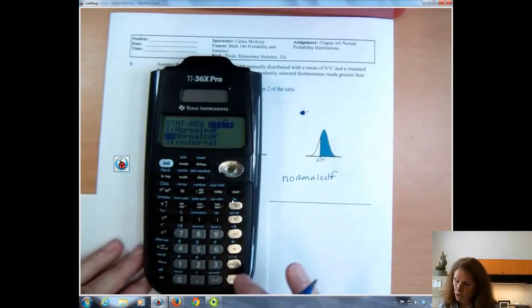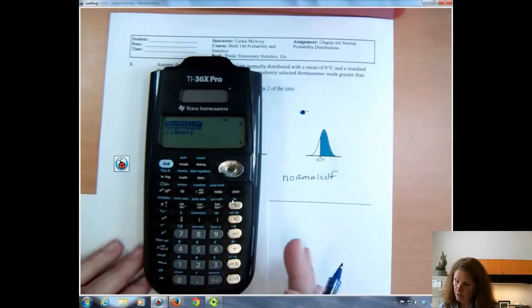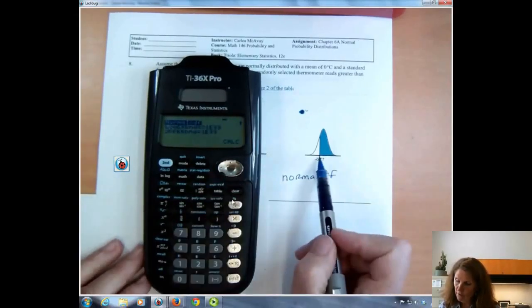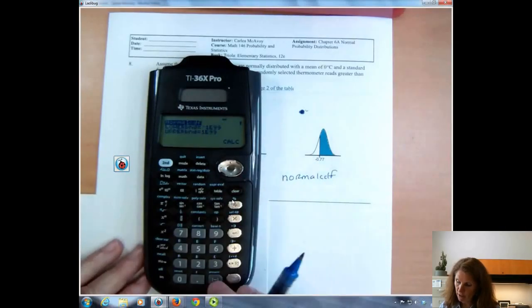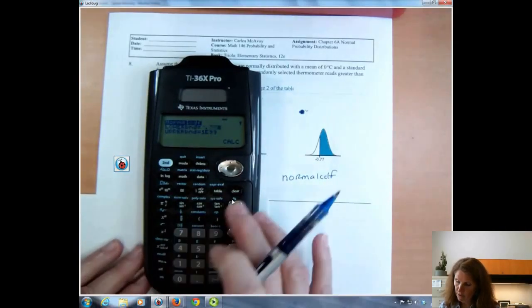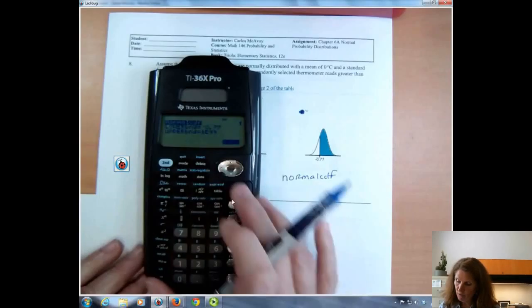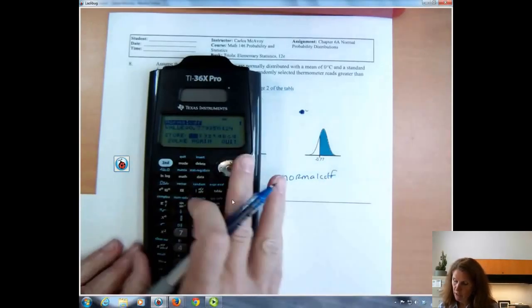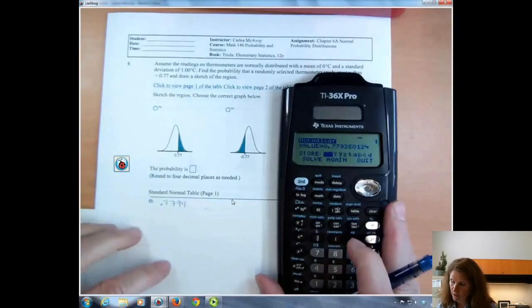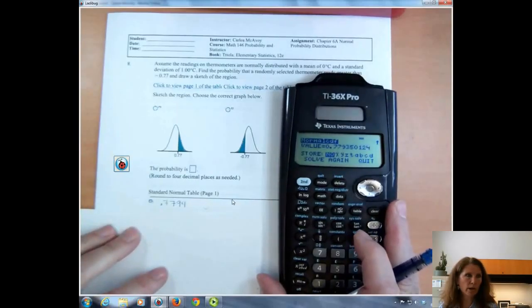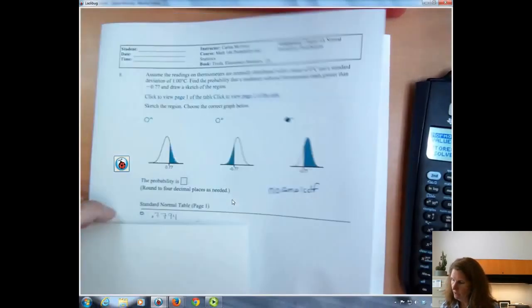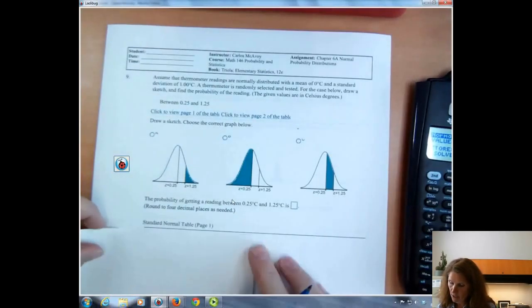Okay, so normal CDF, we got a 0 and a 1. We're all good on that. We're not going forever to the left. We're starting at the left at negative 0.77, and we're going forever to infinity. And so that gives us, rounded to 4 decimal places, 0.7794. Aren't these kind of fun and easy?